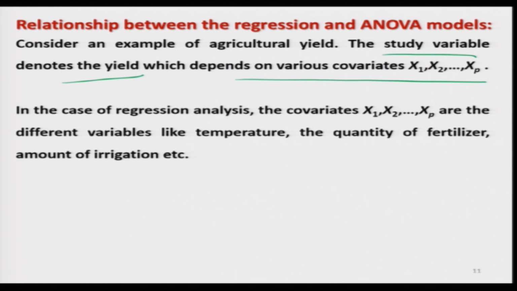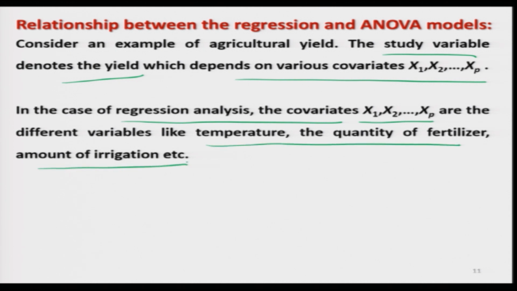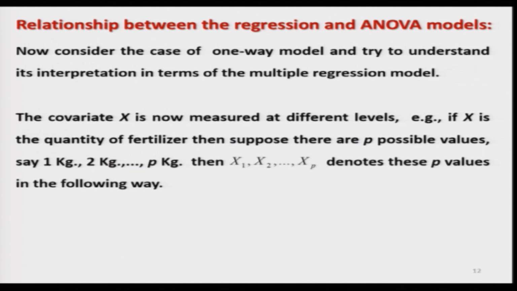So, when we consider x1, x2, xp in a linear regression model, in a setup of regression analysis, these independent variables are going to be continuous variables like temperature, quantity of fertilizer, amount of irrigation, etc. No issue, as in a usual experiment. But when we consider the analysis of variance model, they are going to have a different type of interpretation. Right, but the mathematical setup will look exactly the same as the setup of a multiple linear model.